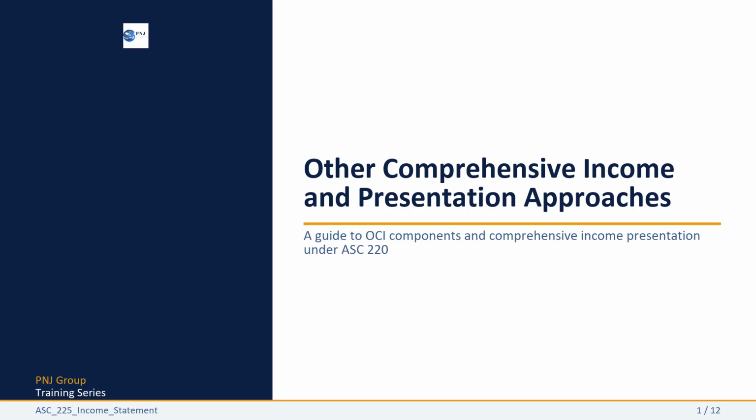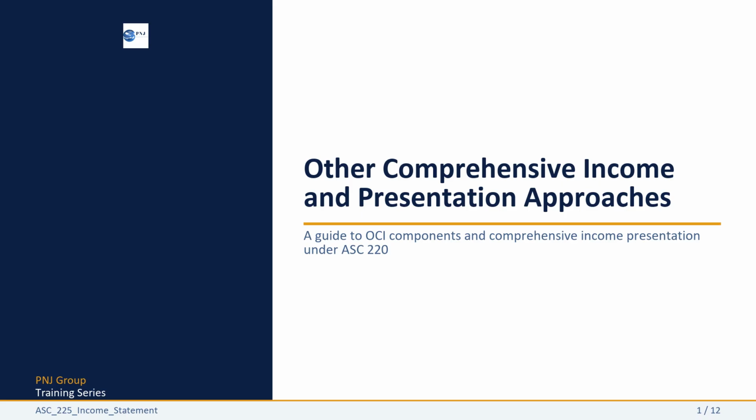In this section, we explore other comprehensive income, a powerful concept that reveals economic events GAAP intentionally keeps separate from net income. Understanding why those items are excluded, where they go instead, and how they must be presented is essential knowledge for anyone working with US GAAP financial statements.